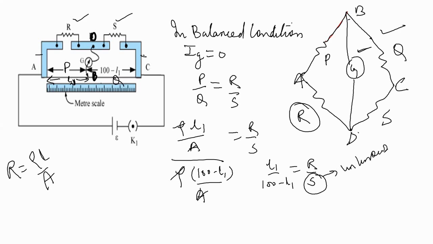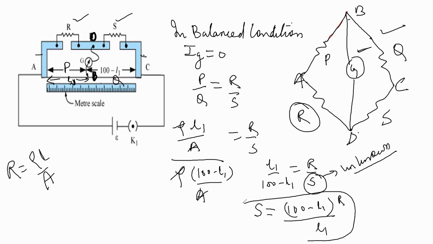So easily you can find out the value of the unknown by cross multiplying. S will come out (100 minus L1) into R upon L1. This will be the formula you can use to calculate the unknown resistance by knowing how much resistance you are connecting in the resistance box, and at which point on the AC wire you get your null point. Like here I've assumed B point. I will keep a jockey and check the null point I get, meaning the current in the galvanometer is 0. So by knowing these values, easily S can be calculated.